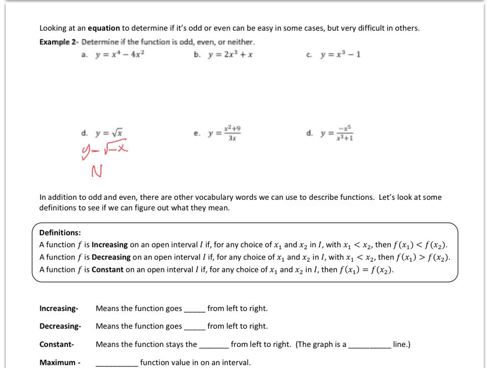Okay, part E, y equals (x squared plus 9) over 3x. Now, when we get into rational functions, the rules change on us a little bit, so it's not quite as easy. So it is important to plug in negative x for x. Let's do that. So we get y equals, well, what's negative x squared? That's just x squared, plus 9, and then 3 times negative x is negative 3x.